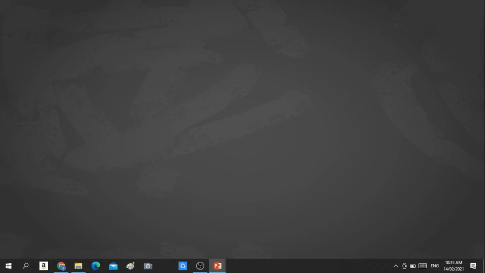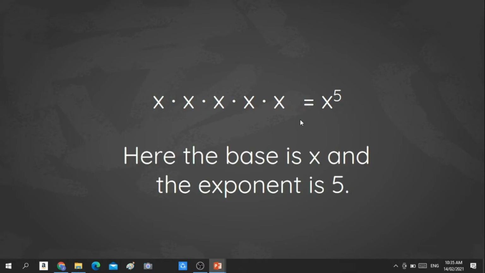Next, what if I have this? Given the base, and I multiply it 1, 2, 3, 4, 5 times by itself. How can I write this in exponential form? So we have x raised to 5. x is the base, and 5 is our exponent because we multiplied it 5 times by itself. Now here the base is x and the exponent is 5.